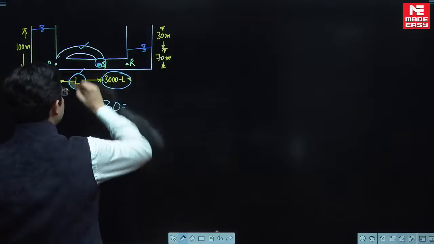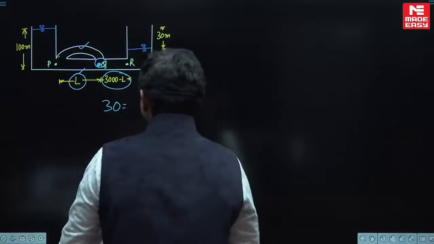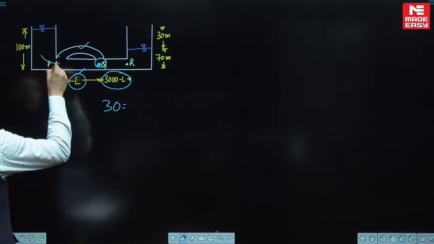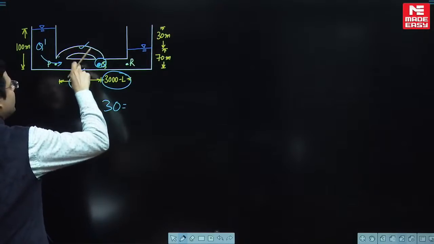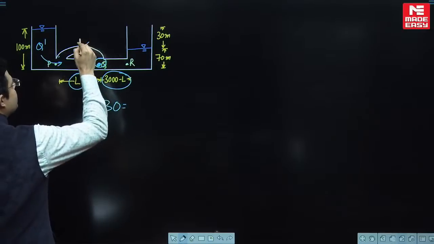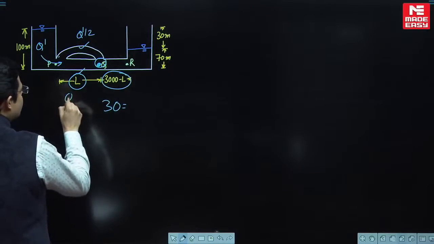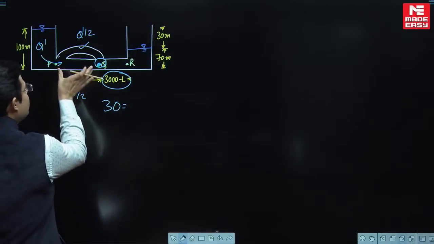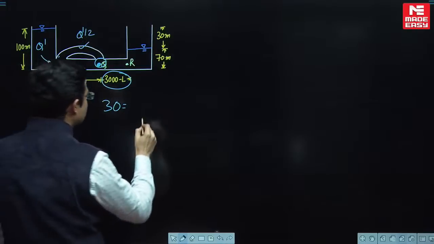So 30 will be equal to, if these are pipes in parallel, the head loss through both pipes will be the same. So how much discharge is coming in q dash? And these are similar pipes in parallel, so the discharge in each individual pipe gets equally distributed: q dash by 2 and q dash by 2. So 30 will be equal to loss in PQ plus loss in QR. What is the loss in PQ?